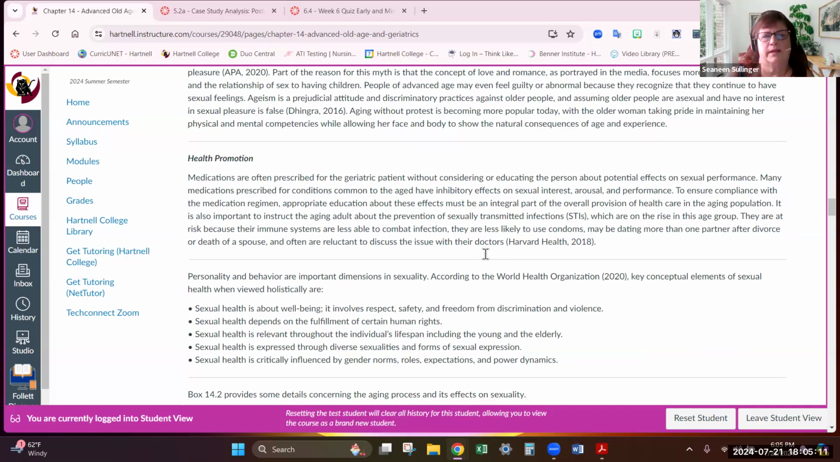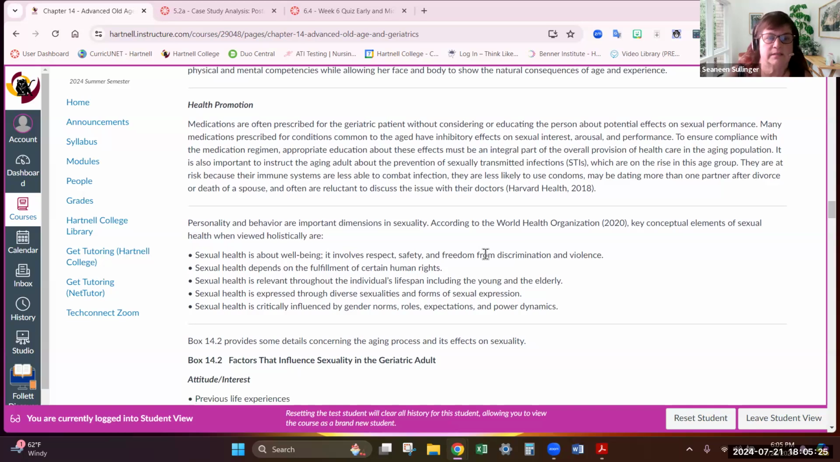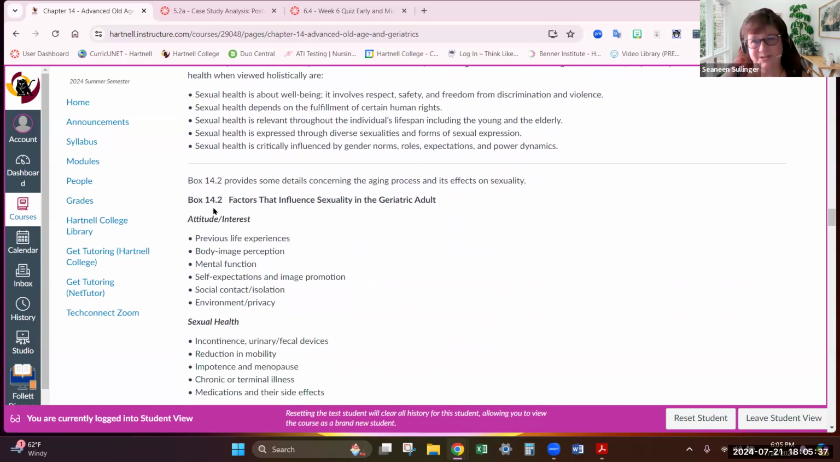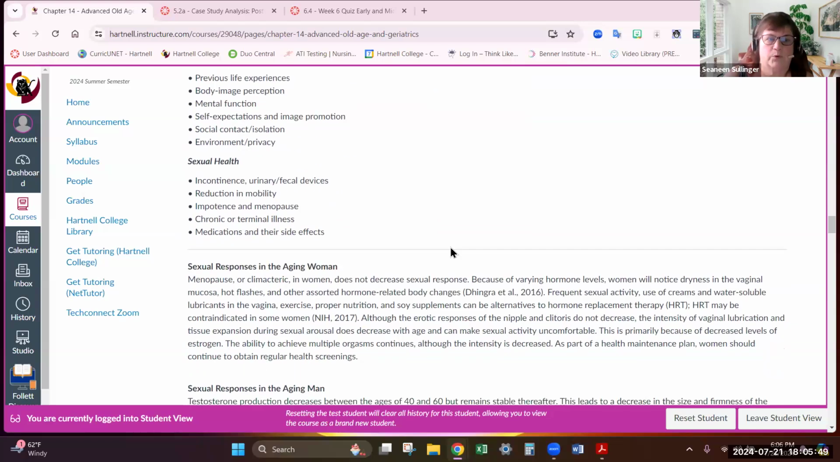And so this goes a little more in depth according to the World Health Organization. The elements of sexual health when viewed holistically, because we want to look at the whole person. So well-being, fulfillment, relevance, diversity, and then the sexual health is influenced by gender norms, roles, expectations, power dynamics. And so here's just, these didn't end up actually being boxes the way that I copied it. So I apologize, but it'll say box, but then it's not really a box. But those are things to take into account when talking with someone about their sexual health, an elderly person about their sexual health.